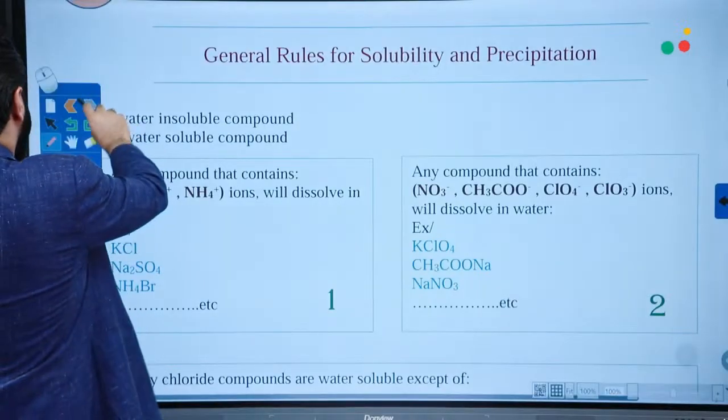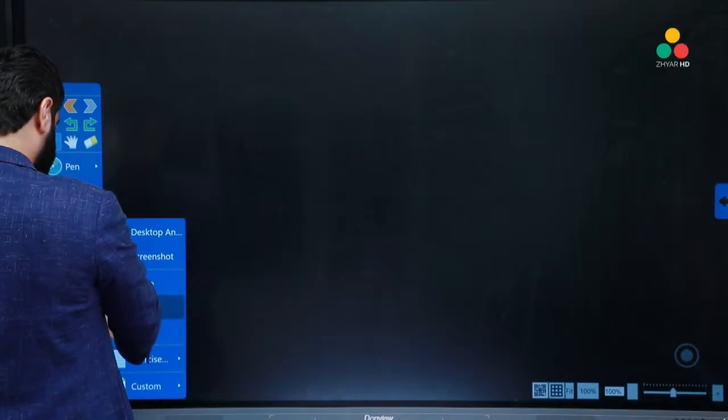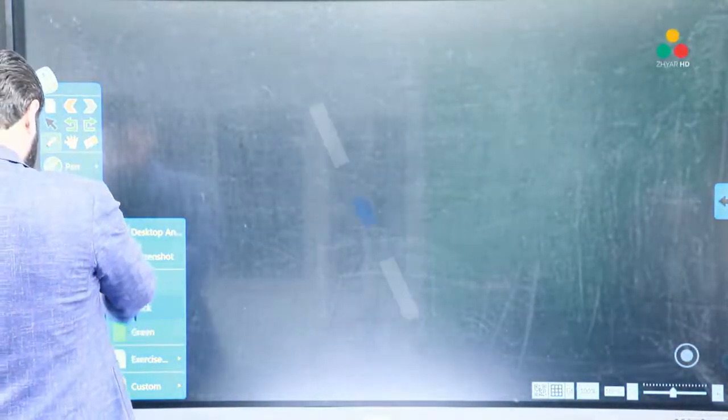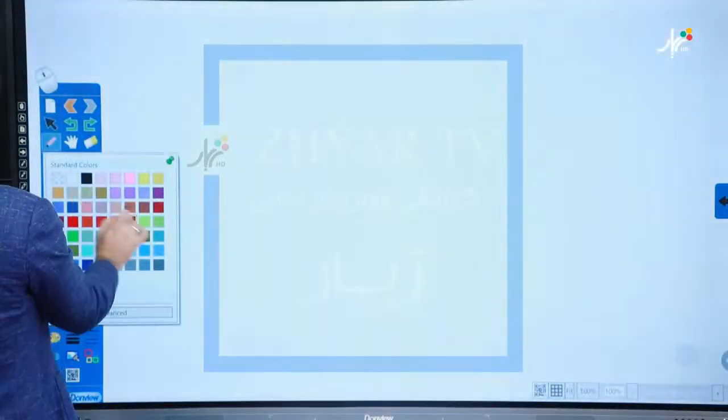Okay, I will open a new page with the black background. I don't know if it's okay. No, black background. Okay, it's good, I think. Okay, the white color, it's better.